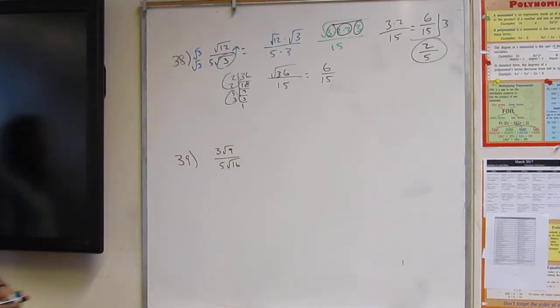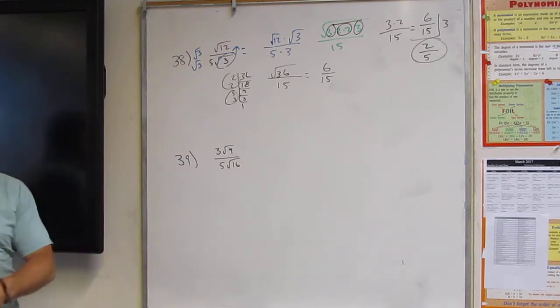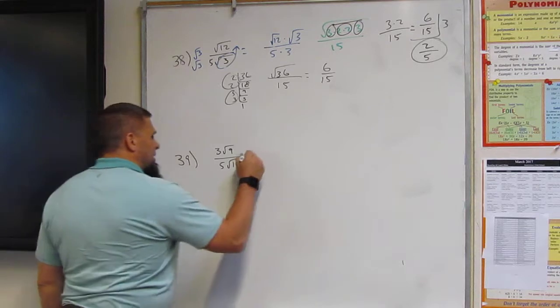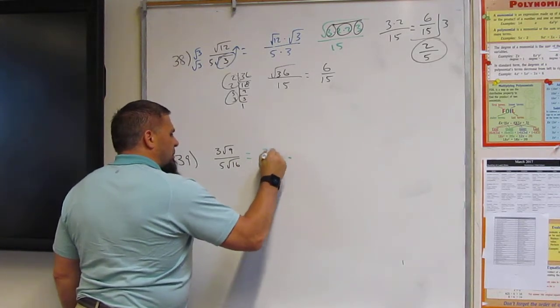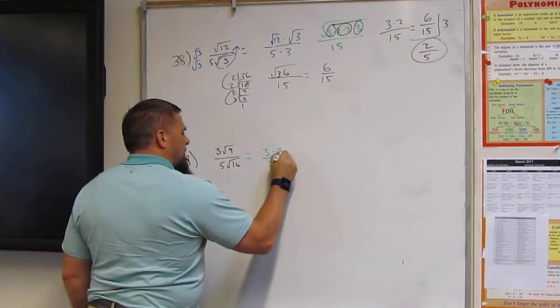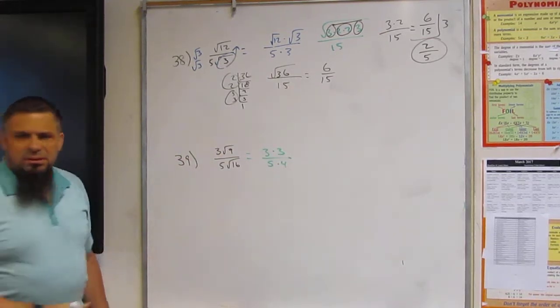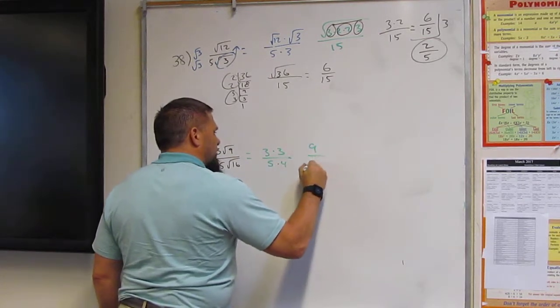So, do this one. Again, what's the square root of 16? I already know that. That's 4. What's the square root of 9? Well, that's 3. So this is 9 over 20.